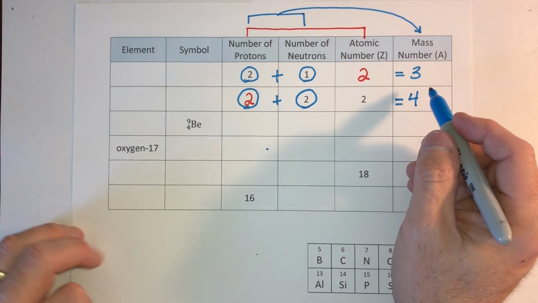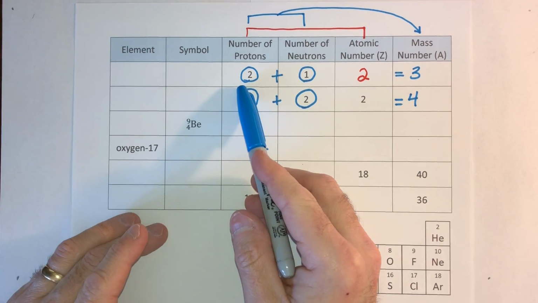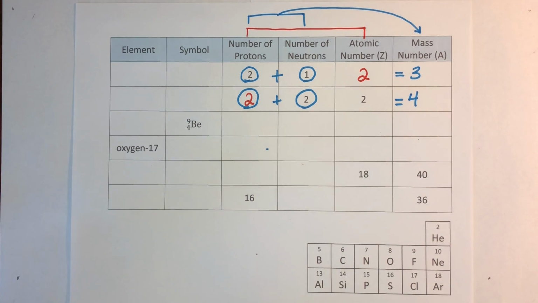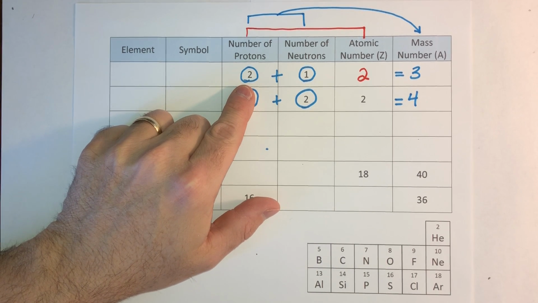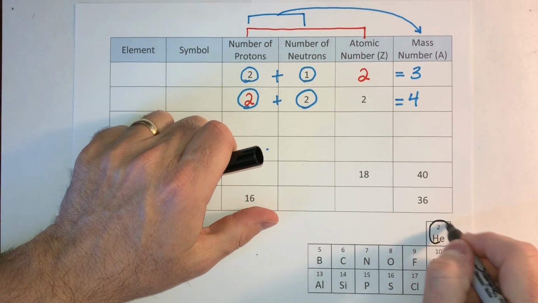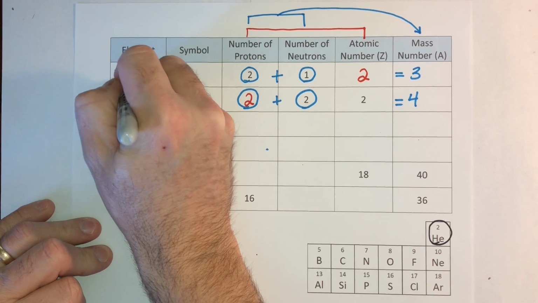Now, I did all of this, and I really haven't identified my element yet. Right? I know the protons, I know the neutrons, but I haven't really identified what the element is. So, number of protons is 2. That means this is element number 2. If we're talking element number 2, that's helium. So this would be helium.